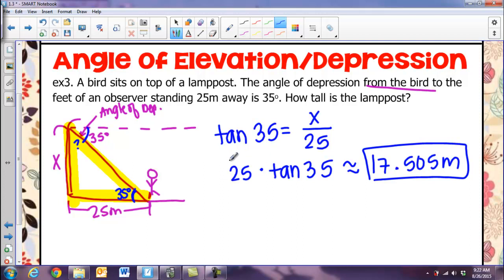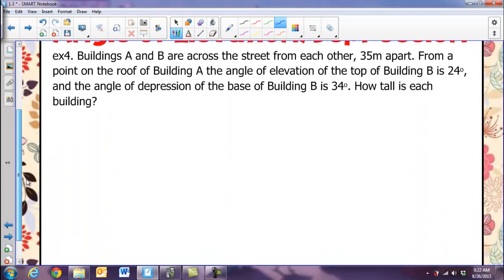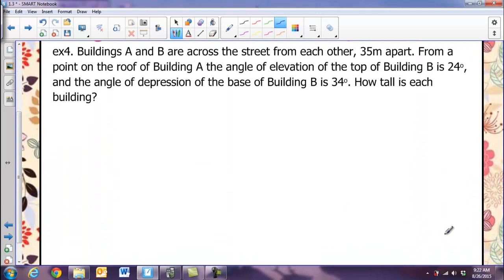Okay, I want to do one more kind of tricky question. It has a couple of different things built into it. This one says buildings A and B are across the street from each other, 35 meters apart. From a point on the roof of building A, the angle of elevation of the top of building B is 24 degrees and the angle of depression of the base of building B is 34 degrees. How tall is each building?